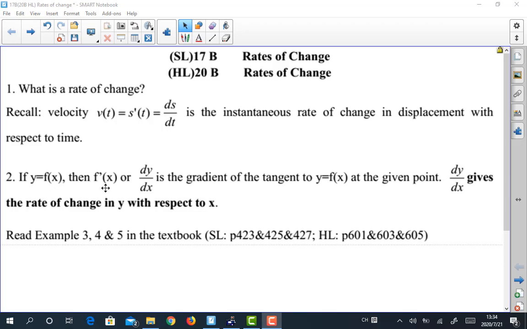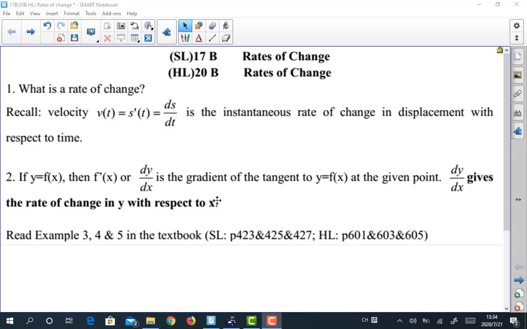The rate of change is the first derivative of a function, or you can say f prime x, or just dy over dx. It's the gradient of the tangent to y equals f of x at the given point. dy over dx or f prime x is the rate of change in y with respect to x. So the rate of change is just f prime x or dy over dx.